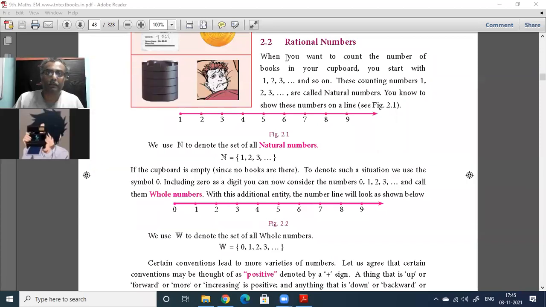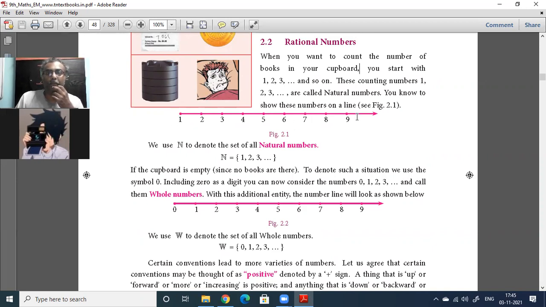Rational numbers. When you want to count the number of books in your cupboard, you start with 1, 2, 3, and so on. So these counting numbers 1, 2, 3 are called natural numbers. You know how to place these numbers on a line. Okay, that's easy.